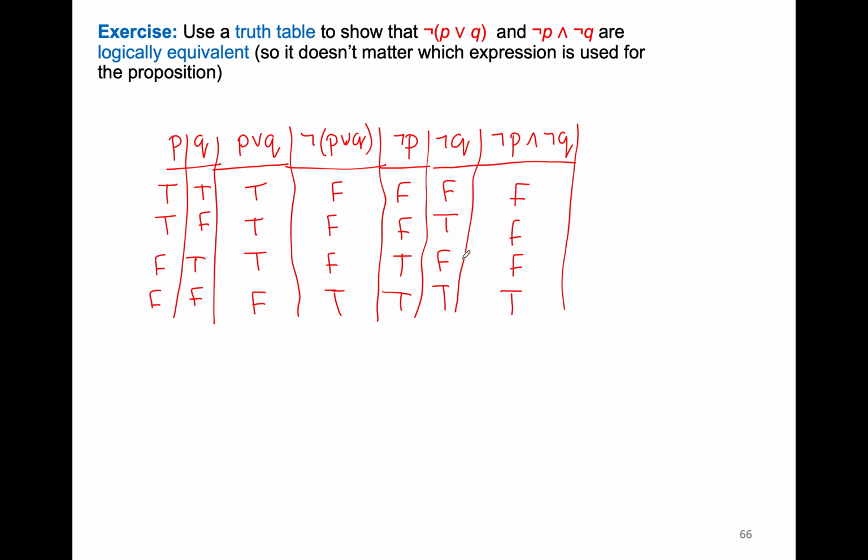As you can see here, this column is the same as this column. So we can say that not (P or Q) is logically equivalent to not P and not Q, because it has the same truth value for the same combination of truth values we've got here.